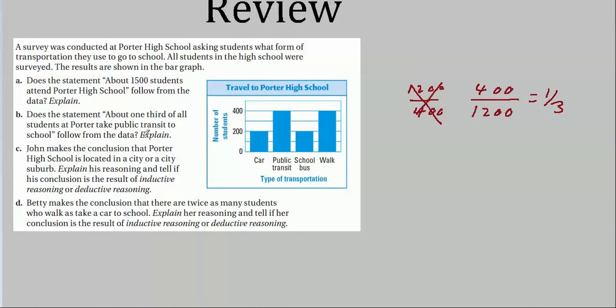John makes the conclusion that Porter High School is located in a city or a city suburb. Aha. Well, I think this is probably why he would make that assumption. You can draw that conclusion because cities and urban areas tend to have public buses, trains, whatever, lots of public transit. You get into more rural areas, you find little or no public transit. This would not even be an option.